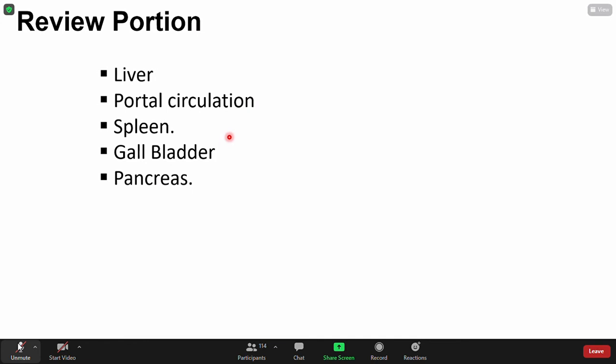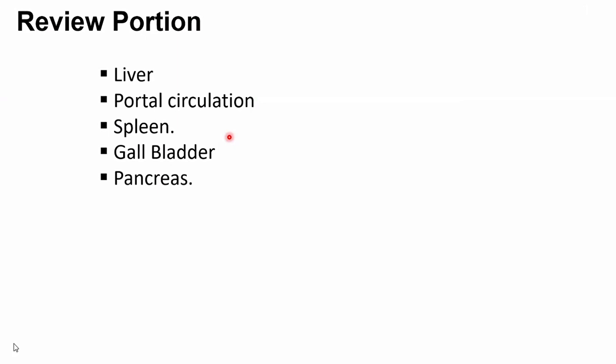Largest visceral organ. Yes. Largest organ intraperitoneally or largest visceral organ. Anong largest organ in the body? Skin po, Doc. Yes. Skin. Tama.